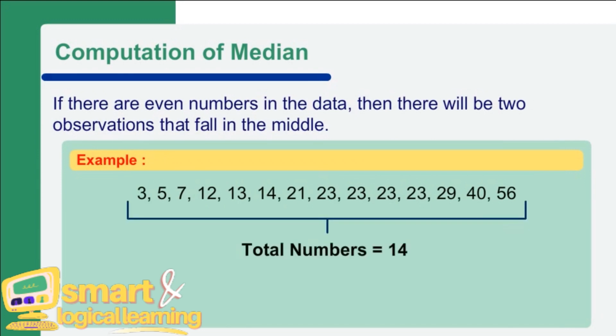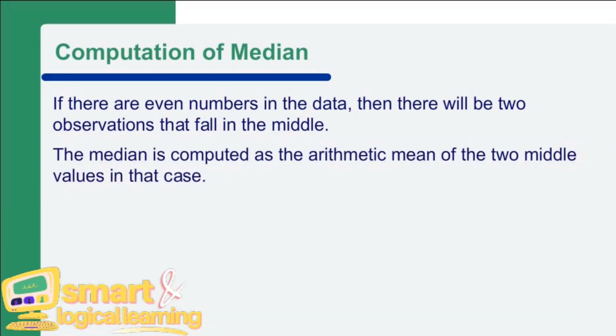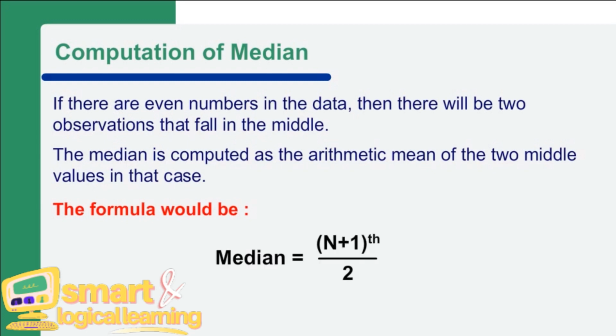If there are even numbers in the data, then there will be two observations that fall in the middle. The median is computed as the arithmetic mean of the two middle values in that case. The formula would be median is equal to (n plus 1)/2 th item.